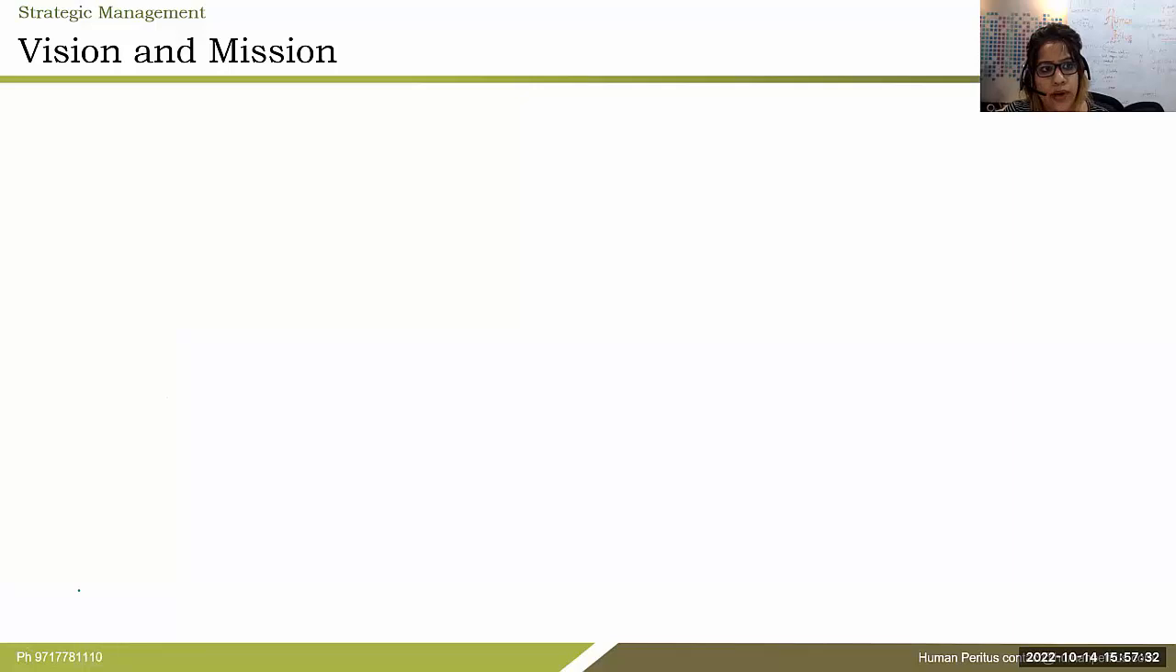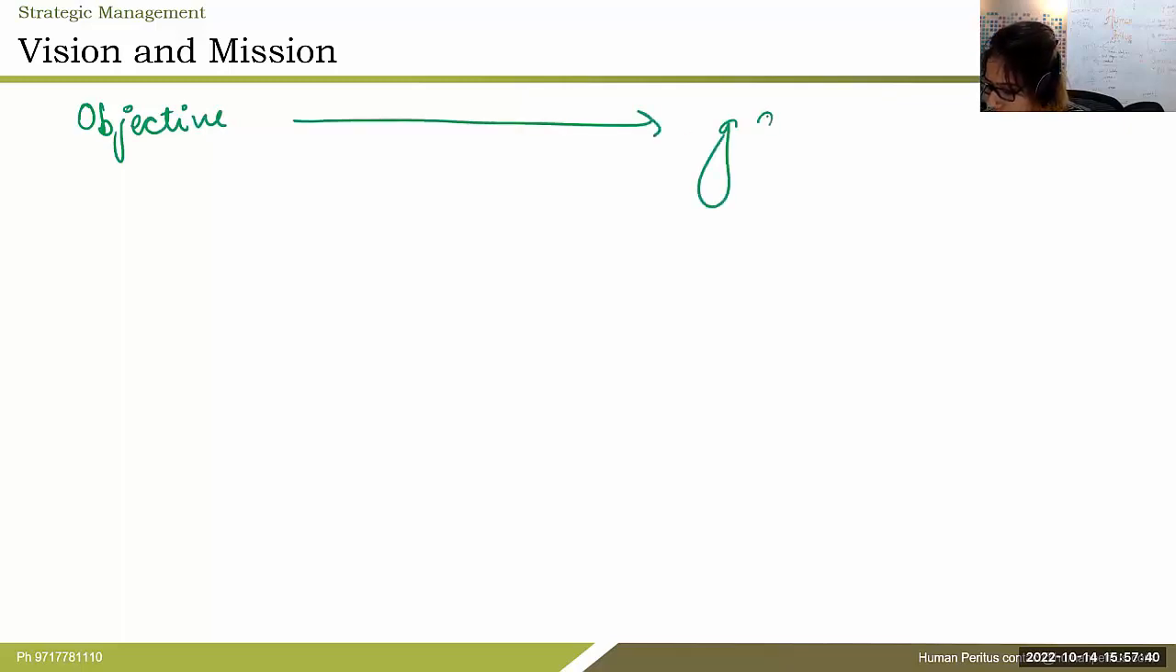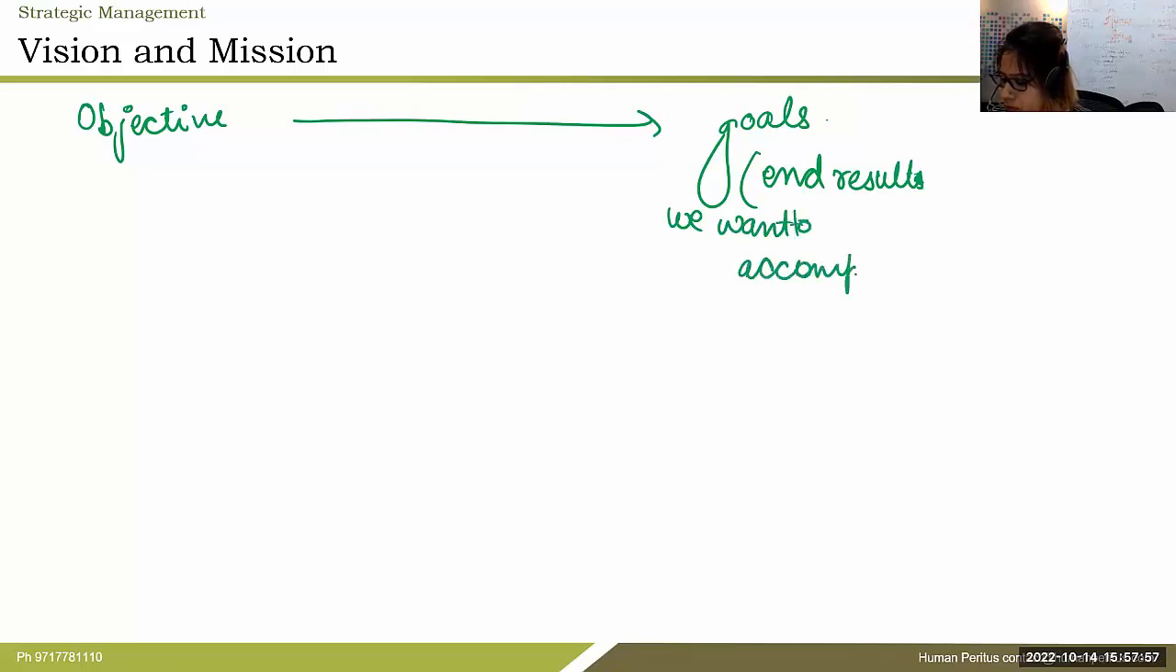Now, apart from the core values, what do we have? Objectives and goals. At times you will see that objectives and goals are used interchangeably, but goals are the end result that we want to accomplish. Objectives are short statements that will lead to the goal.